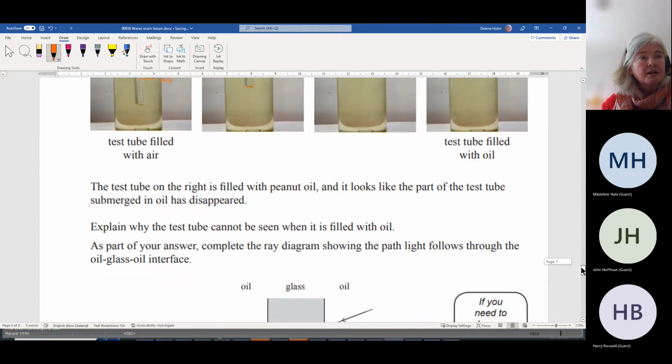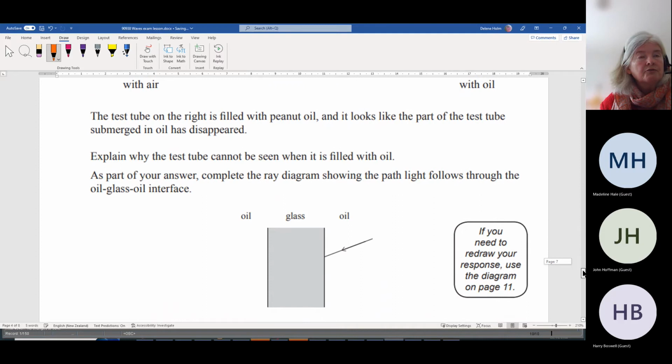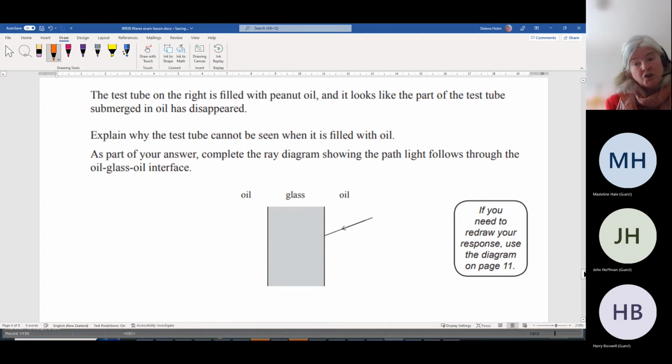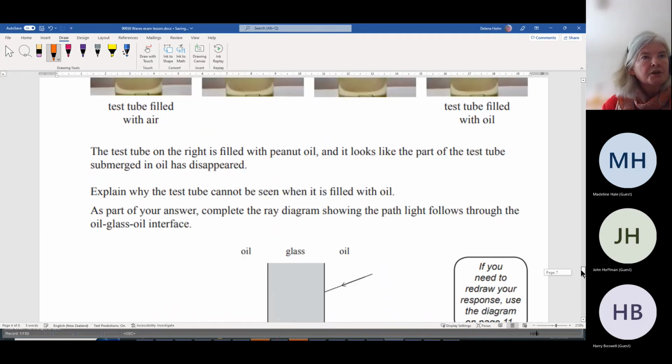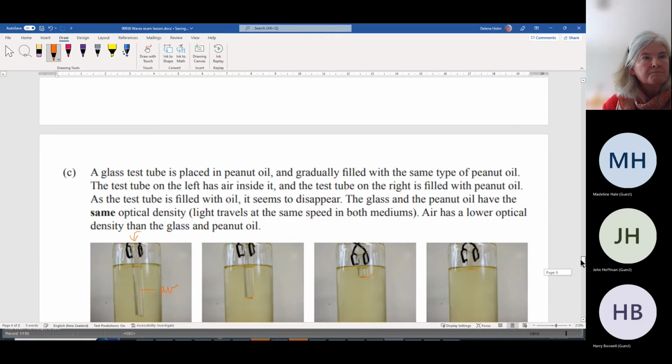Then it says, it looks as though the test tube's disappeared. Why? Now you don't know the answer to that yet, but we'll get there. But you first need to do what happens. Complete, so we're going oil, glass, oil. Oh, we do need something else before we can do this. We need to know the optical density of the peanut oil.